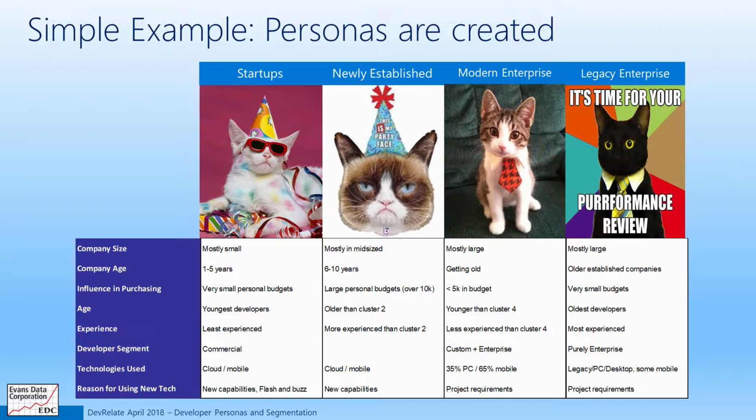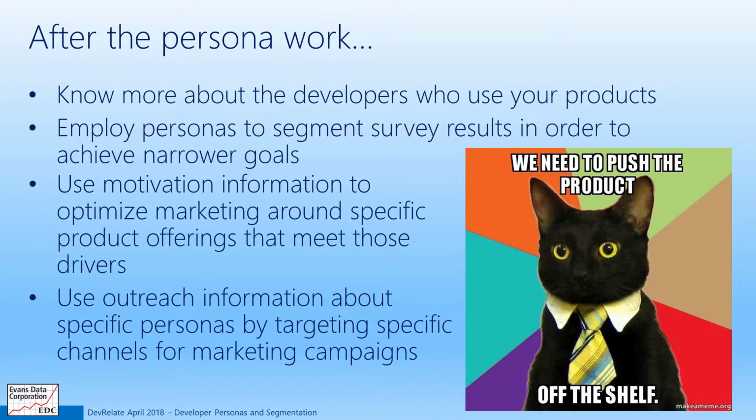Looking at what characterizes each of these persona clusters, we can see that perhaps one group of people may be representative of startups, while another group of people may be representative of legacy interests. Now that we have defined who these clusters are, we can start taking this information and making it actionable.